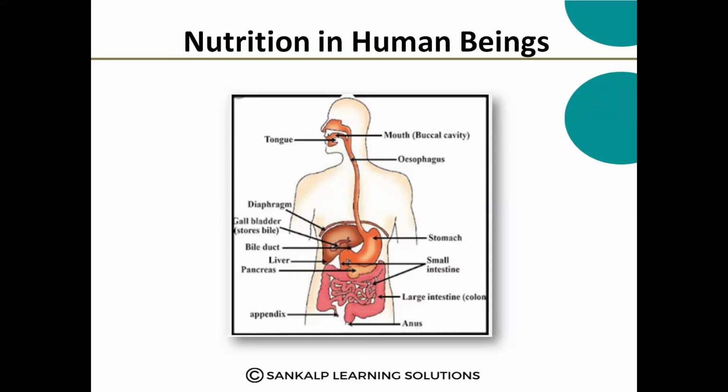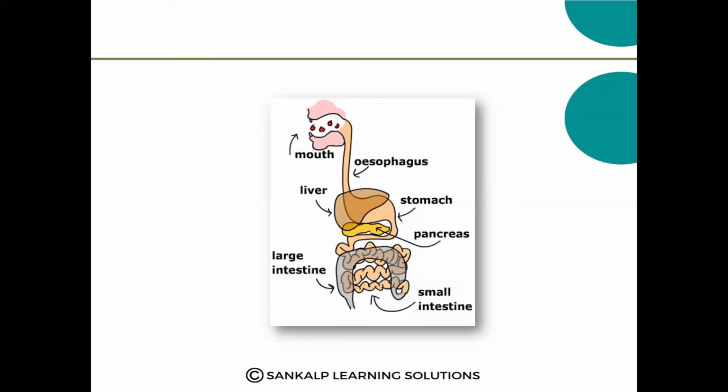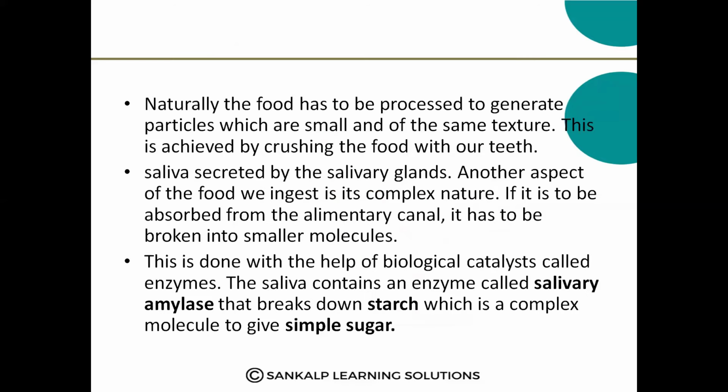The food that we eat is complex food, which means it is not directly absorbed by our blood. This complex food has to be converted into a simple form, and only then does our body absorb the nutrients. So in nutrition, we are studying how complex food is converted into a simple form. Let us start with how digestion starts in the mouth.